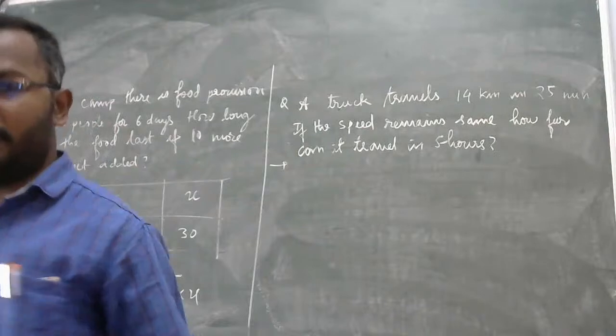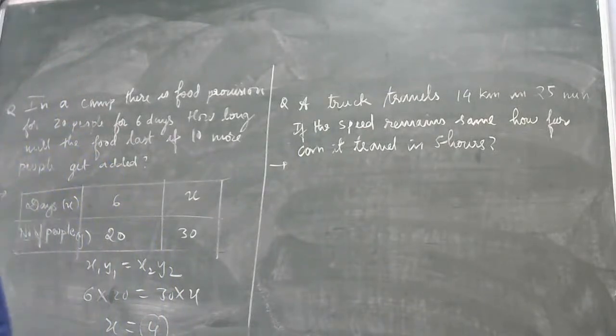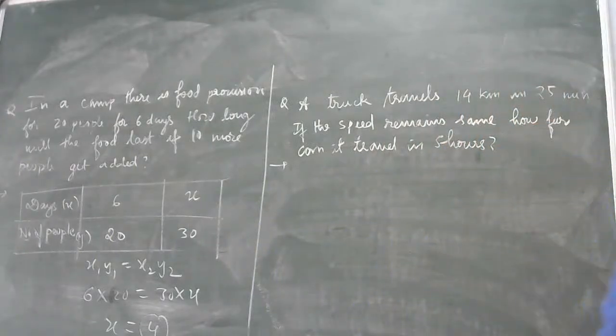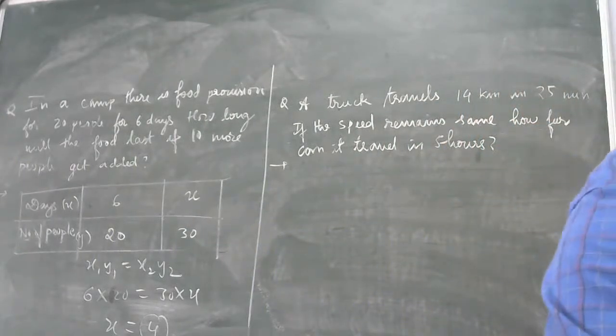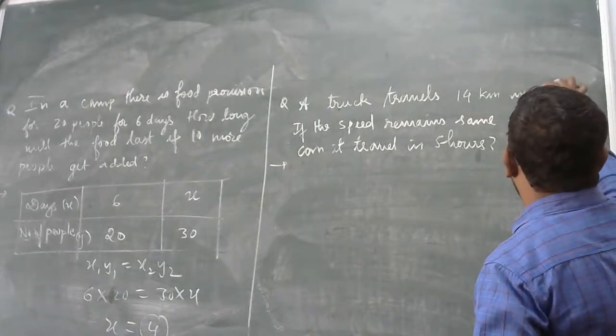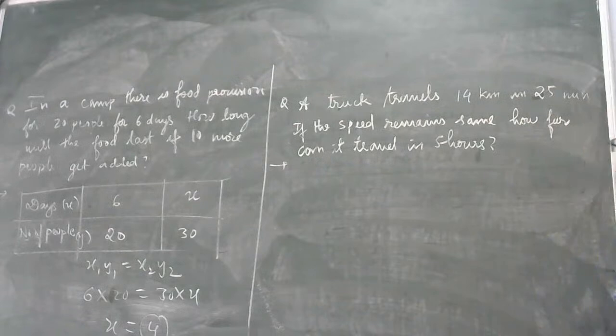So it is a question of what? Direct proportion. For 25 minutes, it is traveling 14 kilometers. And if it travels for more hours, obviously it will cover more distance. जितना ज़्यादा time लगेगा उतना ज़्यादा distance कवर करेगा.